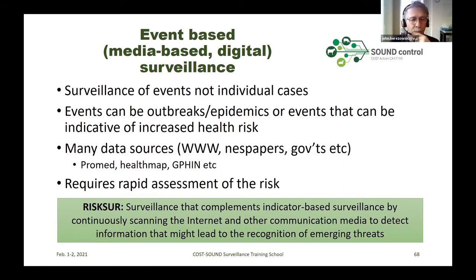GFIN is another one. And often countries have their own event-based surveillance where they do event scanning or horizon scanning, looking for events in other countries that might indicate that there's an increased risk of disease in their own country. And so they're often based on rapid risk assessments. So you find out about this information, and then you have to assess it in terms of the likelihood of entry and the consequences if it does enter your country.